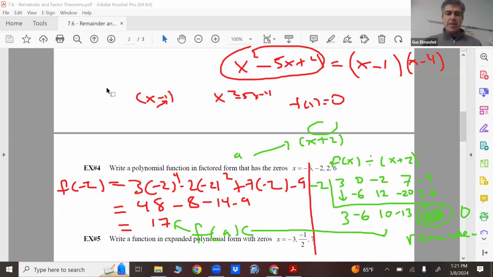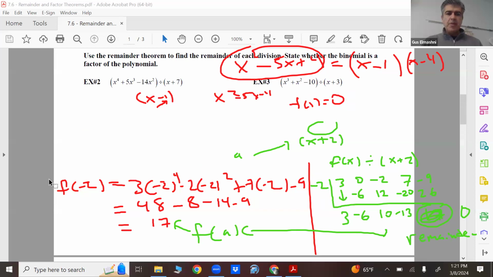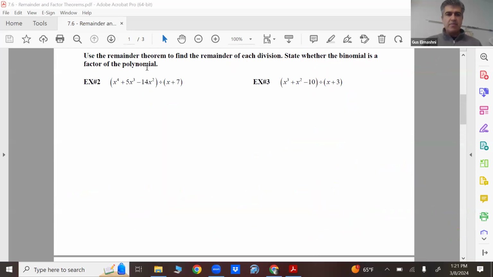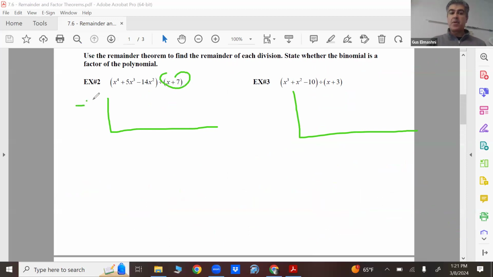Let's do a couple more here, and then we'll do the next page. So here you have to find the remainder. Great, find the remainder. So we'll do synthetic division in each case. Now when I do synthetic division, let's start with example 2. What will I put on the outside? If I'm dividing by x plus 7, what do I put on the outside? Perfect, good. What do I put on the inside? 1, 5, but I'm not going to stop at negative 14 because that's x squared. Is there an x term? And another, yeah. Bring down the 1, multiply, add, multiply, add.